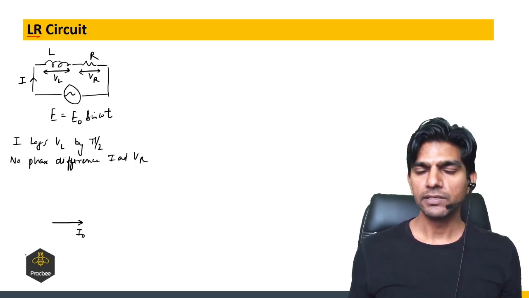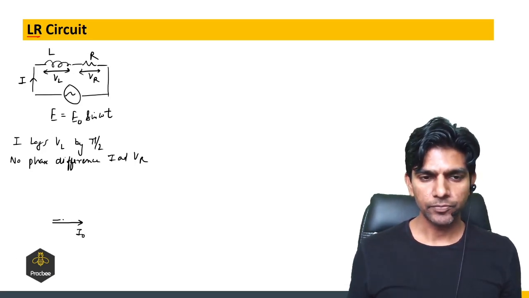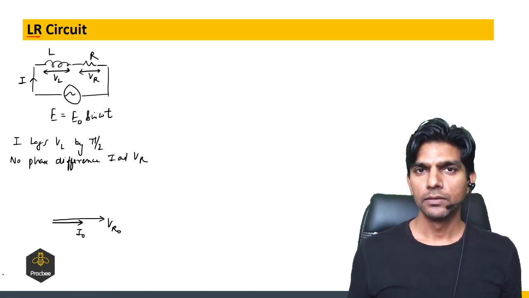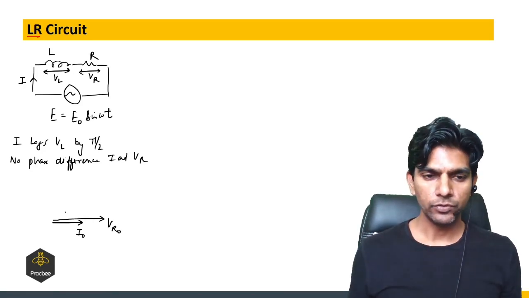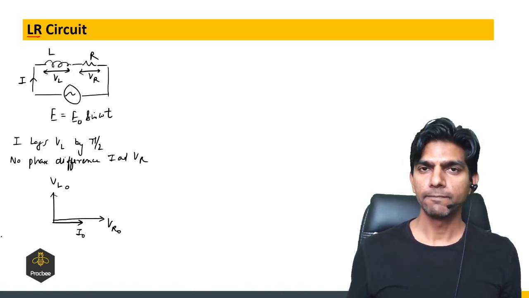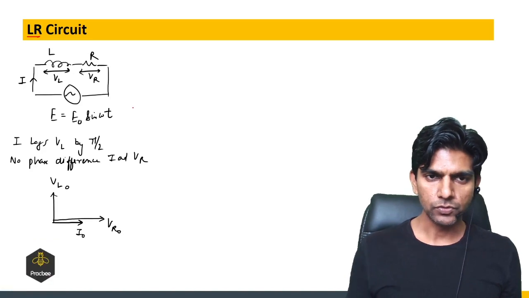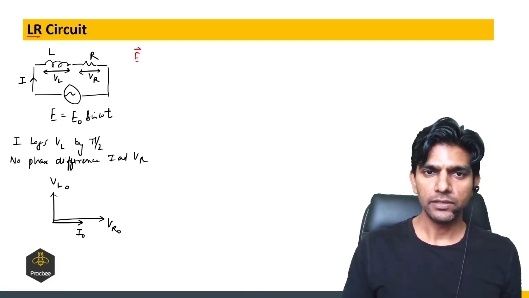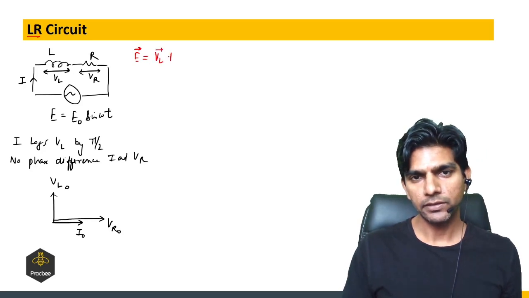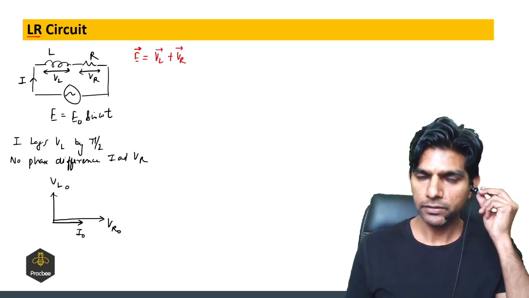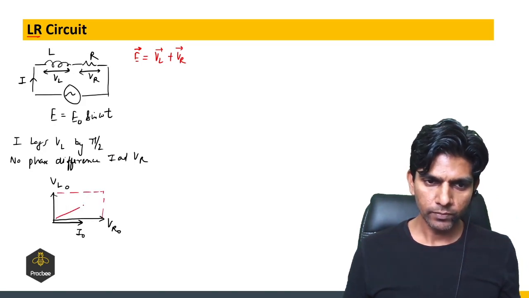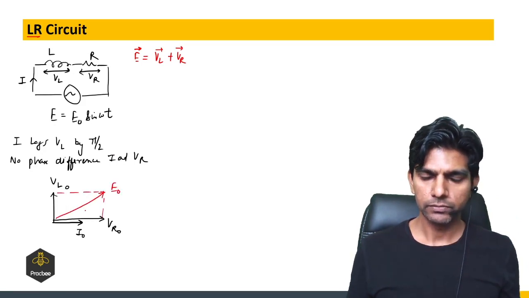So this is I naught, the peak current in the circuit, and in the same phase we have VR naught, and the current is lagging behind the voltage VL. So we will show VL like this. This is VL naught, right? Now the resultant of these two, the vector E, will be the vector addition of the VL vector and the VR vector, right? If I find the resultant of these two vectors, this will be E naught.